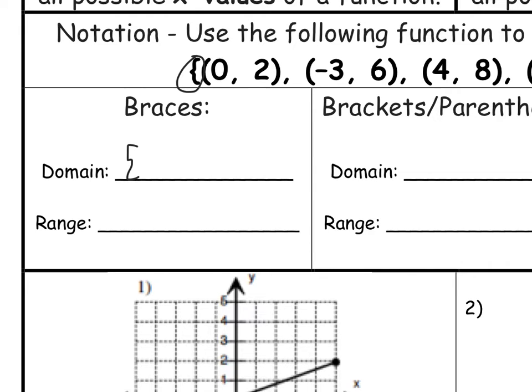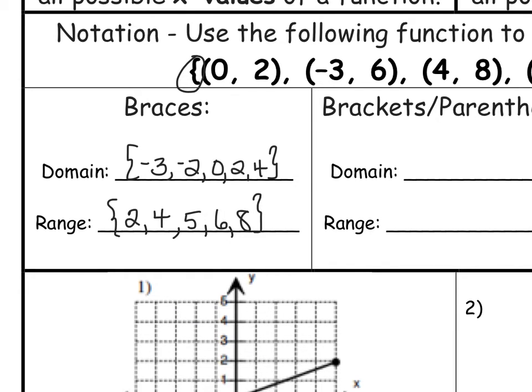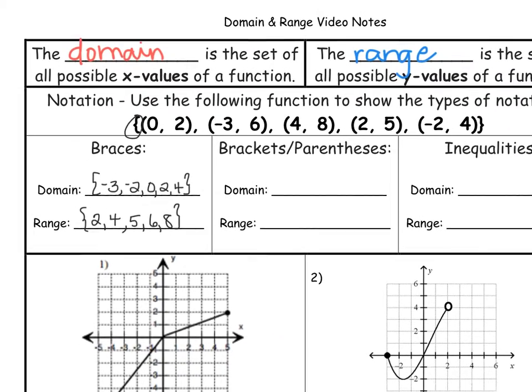And so our domain for this function, and I'm going to write my domain in order from least to greatest, is -3, -2, 0, 2, and 4. And our range are all the y values, and again, from least to greatest, our y values are 2, 4, 5, 6, and 8. And we're going to close it with braces.